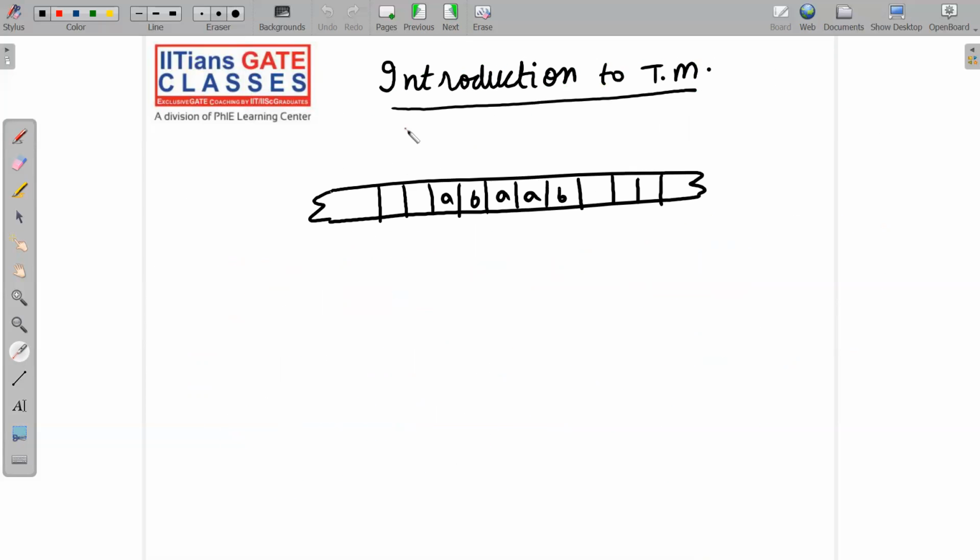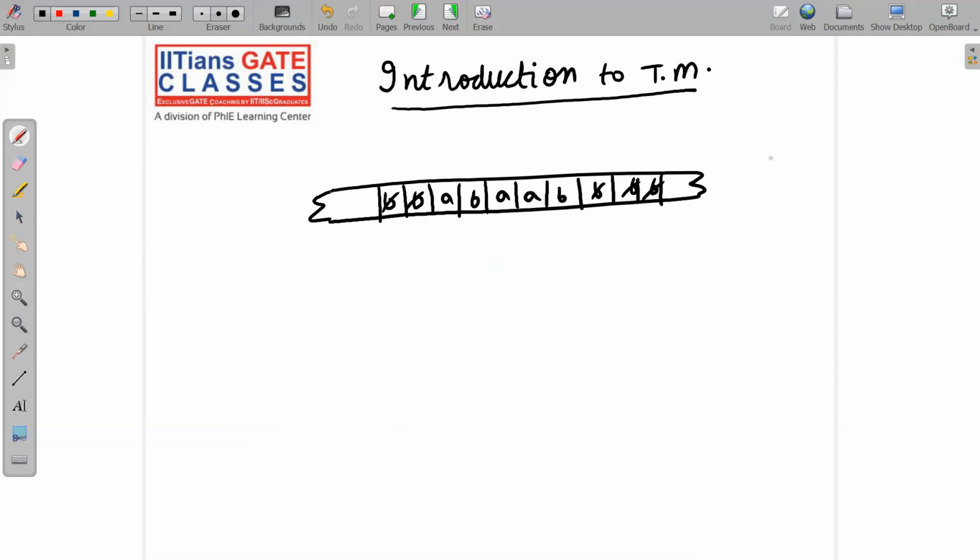The next point is, see here, this is a finite portion. This finite portion contains the input. This is our input. Except for some finite portion which contains the input string, the rest of the cells store blank. Rest of the cells store blank means what? See here, these will be blanks.